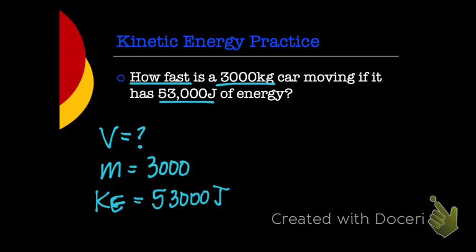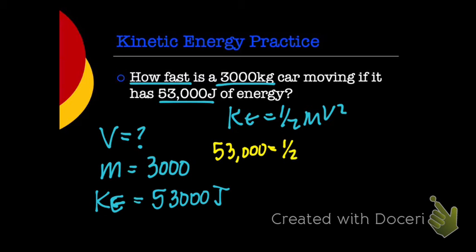53,000 joules. So now when we go to set up our equation, KE equals 1/2 mv squared. I'm going to substitute my numbers into that. 53,000 equals 1/2 times the mass, but I have v squared. That's what I'm looking for. So how can I go about getting v by itself?